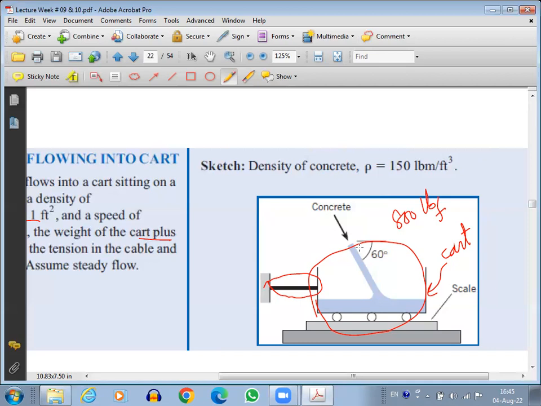Then we know that at this instant, what is the weight of the cart plus concrete, but we know that the scale is going to give a higher reading. How much will be that higher reading that the scale is going to give? This is something new. So we need to find two things: the tension in the cord to hold the cart in place, and what will be the reading given by the scale now, if we know what is the actual weight.